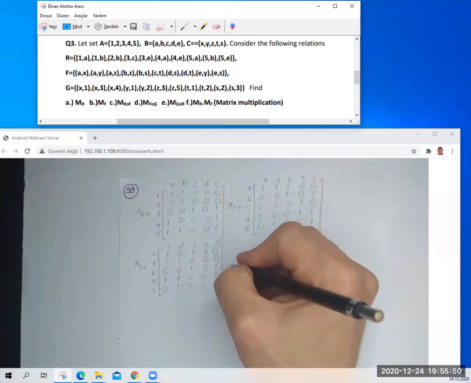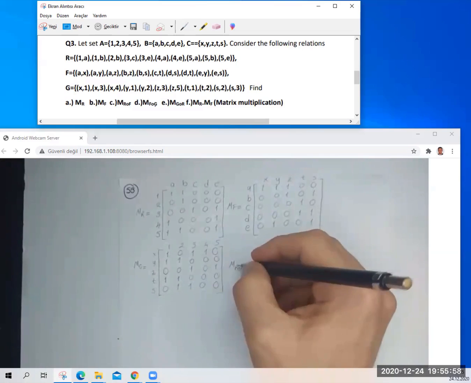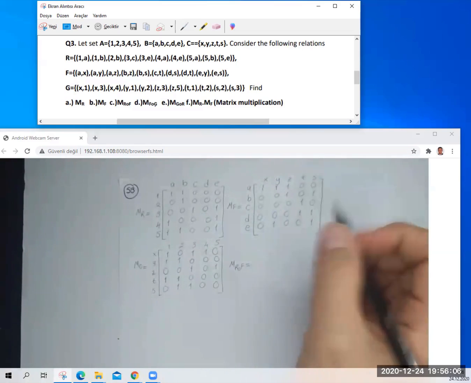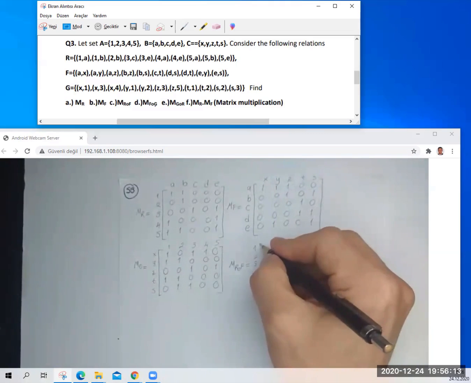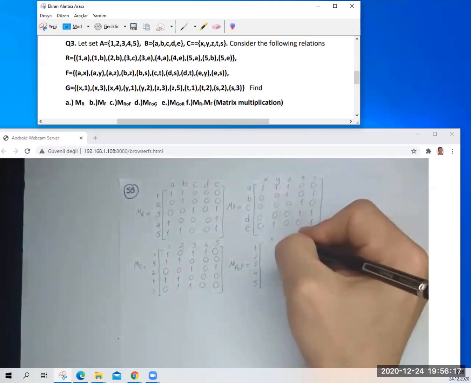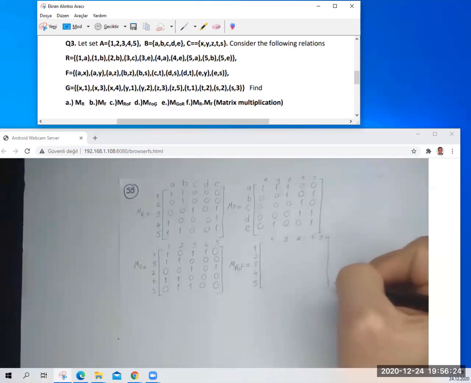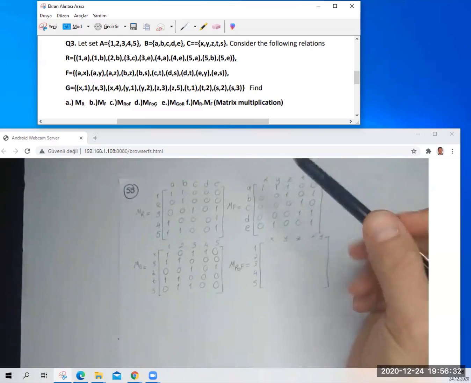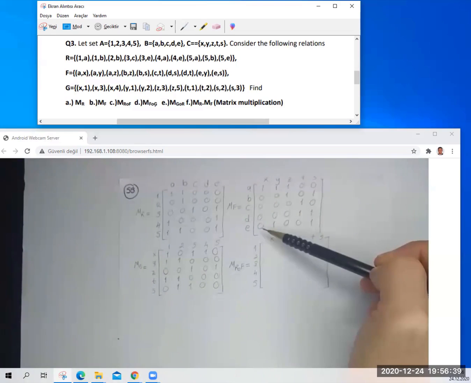Next one is the matrix of composition relation from R to F. So it means 1, 2, 3, 4, 5 and X, Y, Z, T, S. Here X, Y, Z, T, and S. What I'm going to do here is start with the 1 as a relation R, or I can do multiplication, but I will take a 1 for each, as addition if there is more than 1.